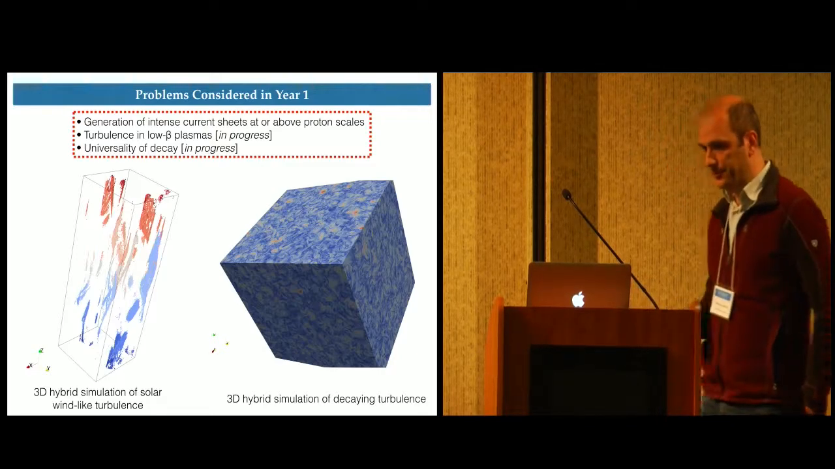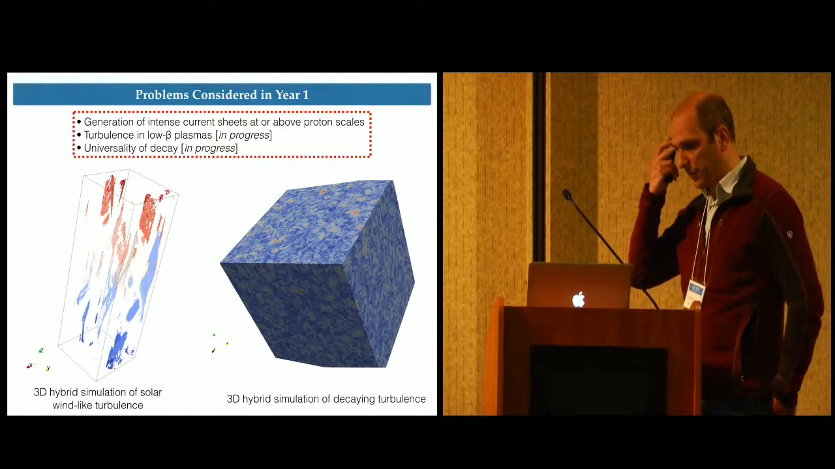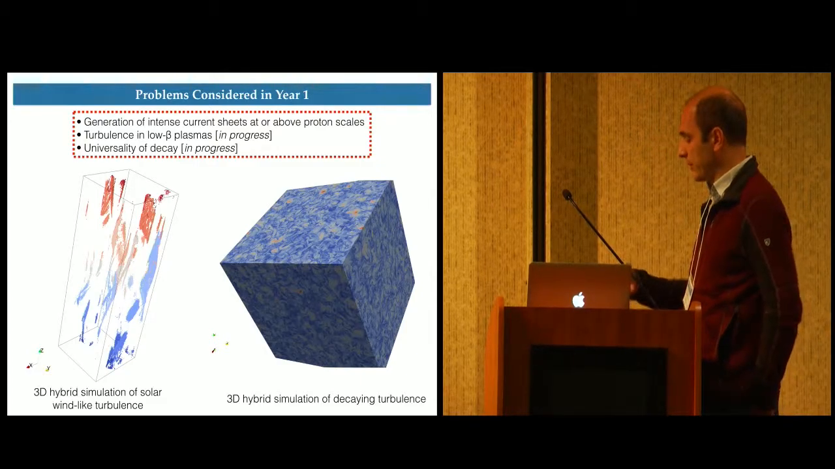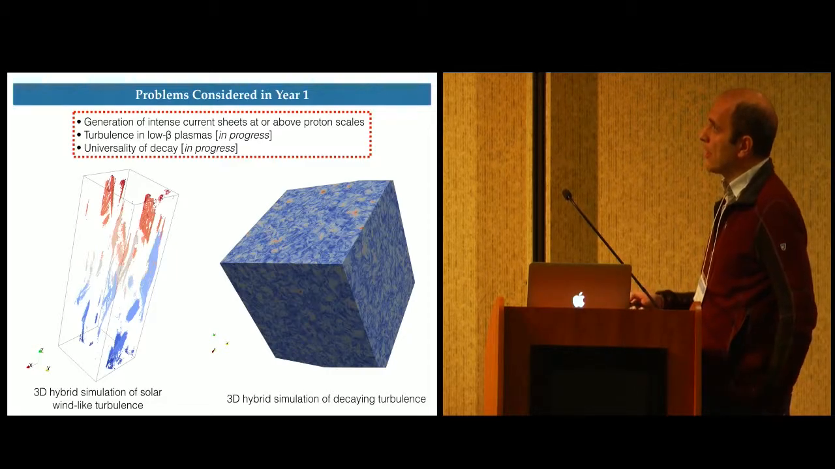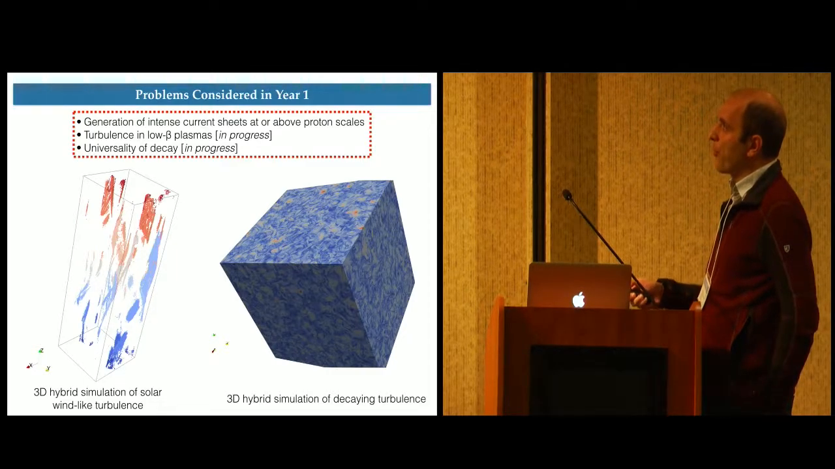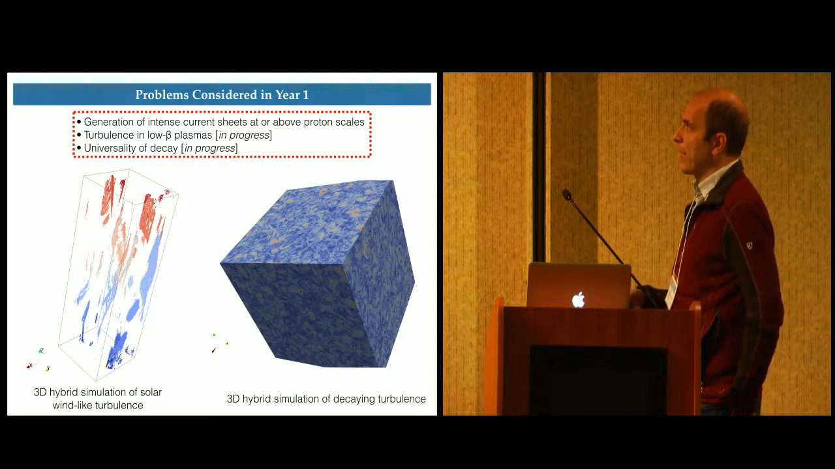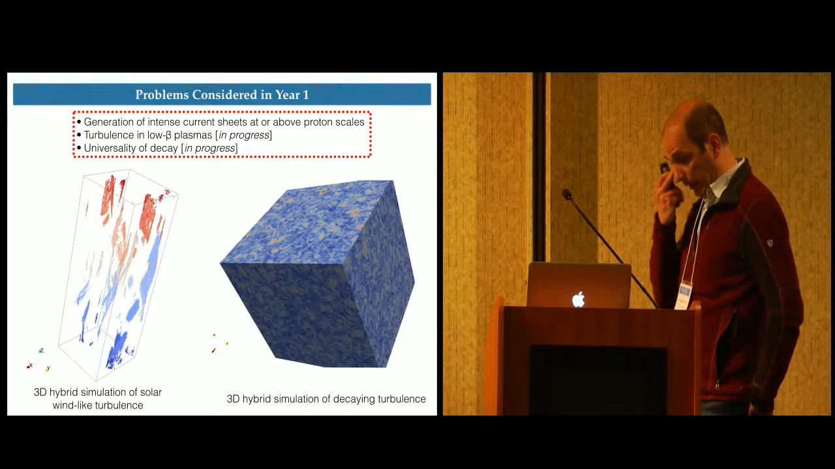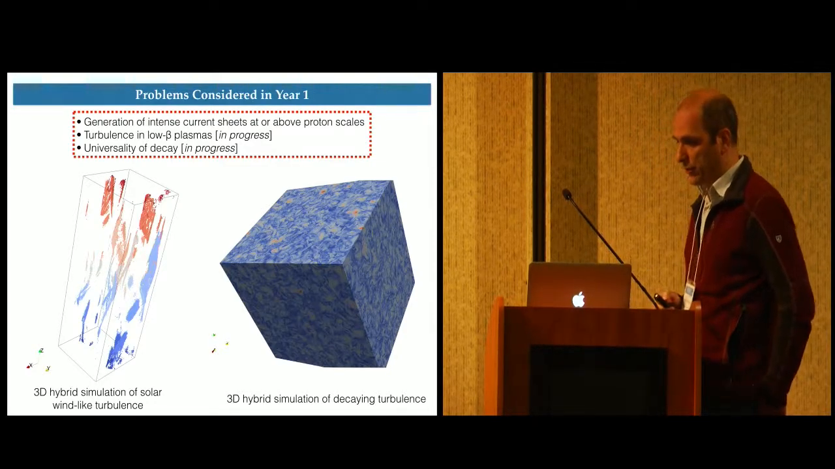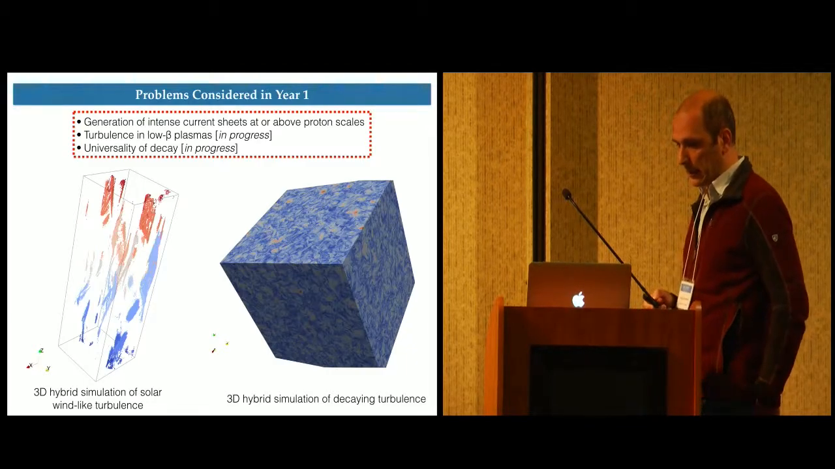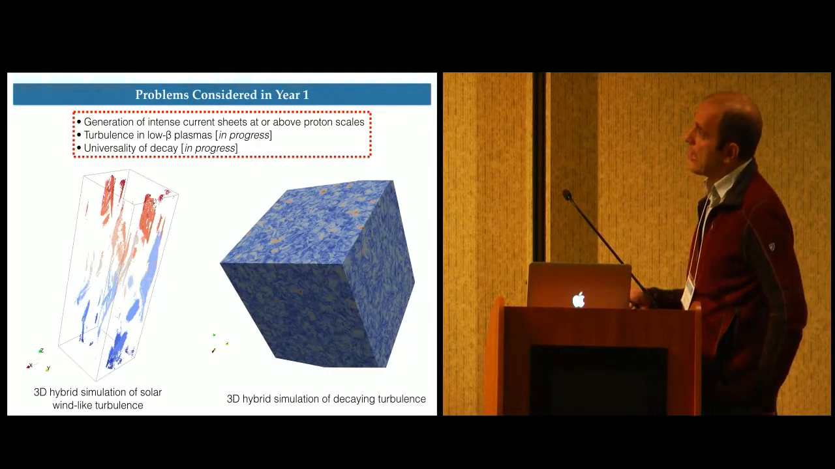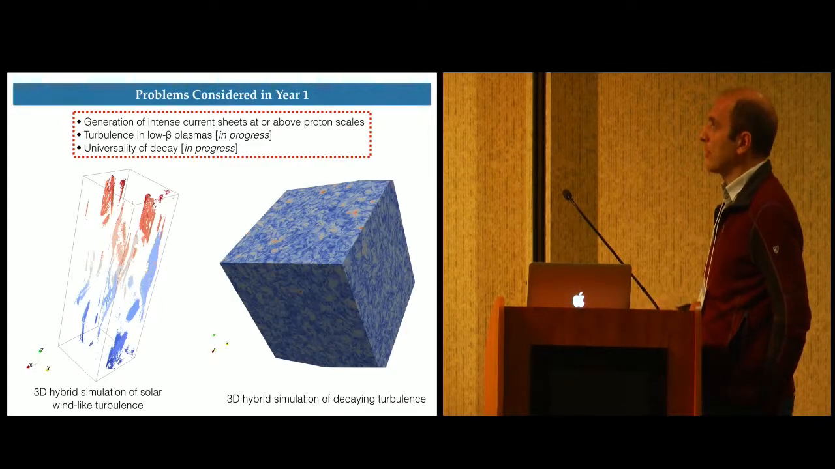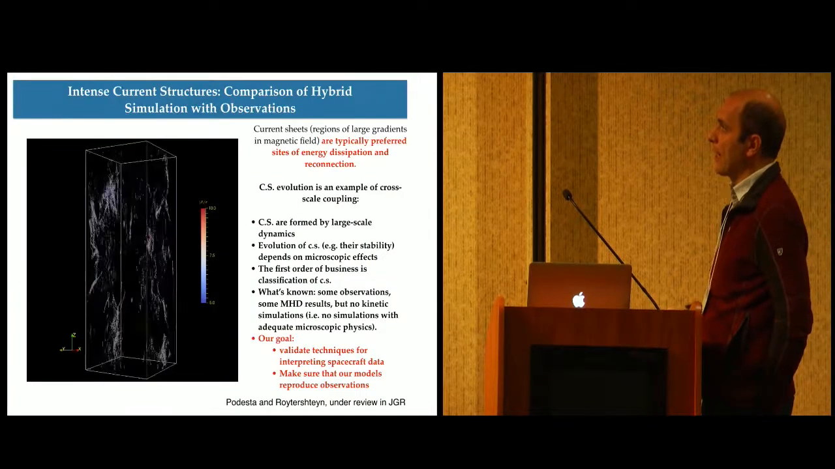So let me talk a little bit about some of the specific problems that we considered in year one and some of the results that we have gotten. There are three problems. For each of them, we had to do many simulations. The first problem is the generation of intense current sheets at or above the proton scales. The second is turbulence in low beta plasma, and the third one is universality of turbulent decay.